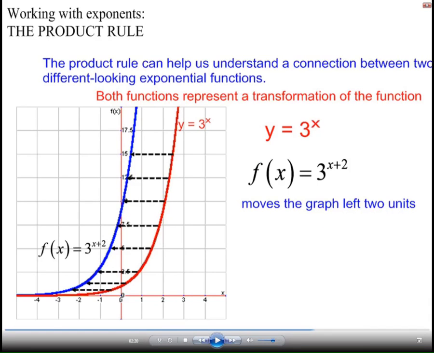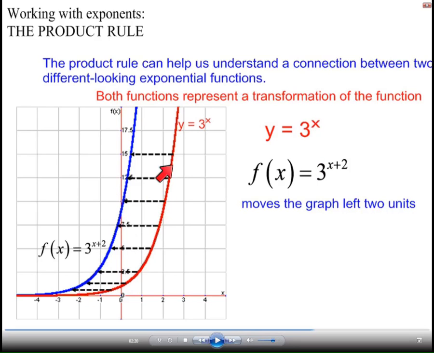One last little interesting follow-up. When we studied exponential growth functions, we made an observation that shifting a graph horizontally has the same effect as stretching a graph vertically. And I want to see if maybe this product rule can help us understand this. First of all, reminder, 3 to the x plus 2 is exactly like 3 to the x, only it has been shifted to the left 2 units.